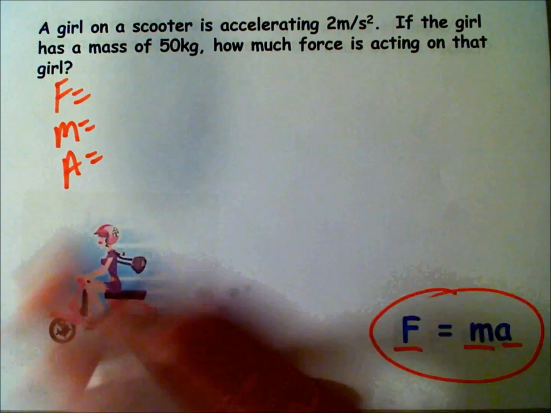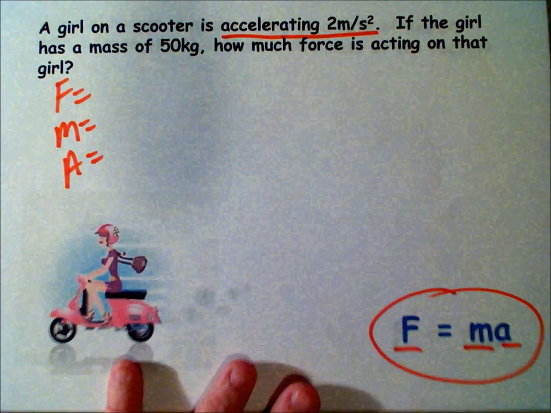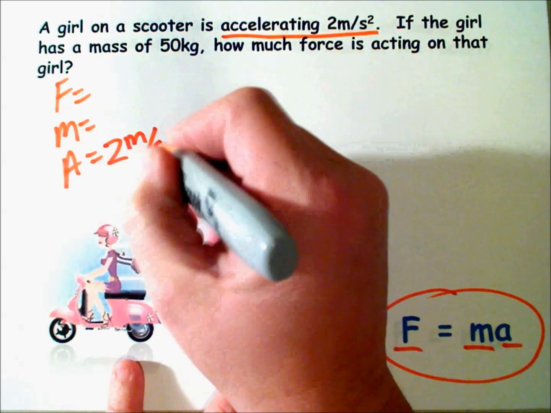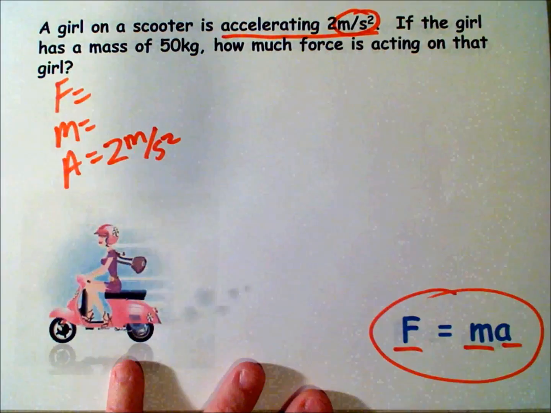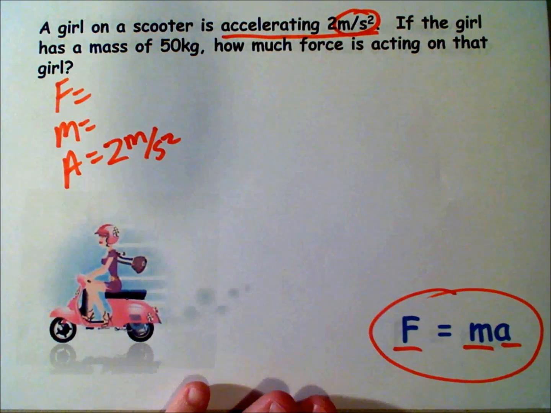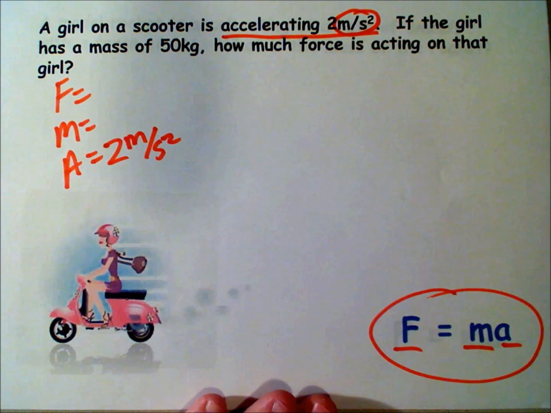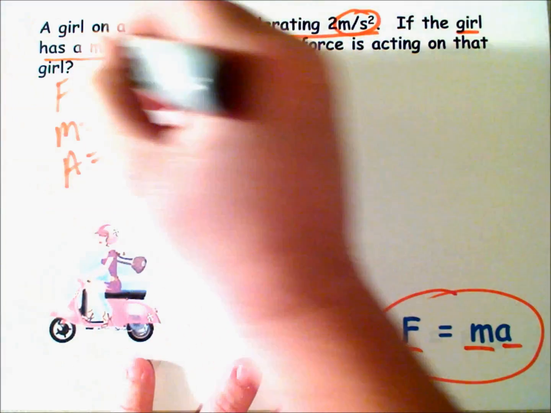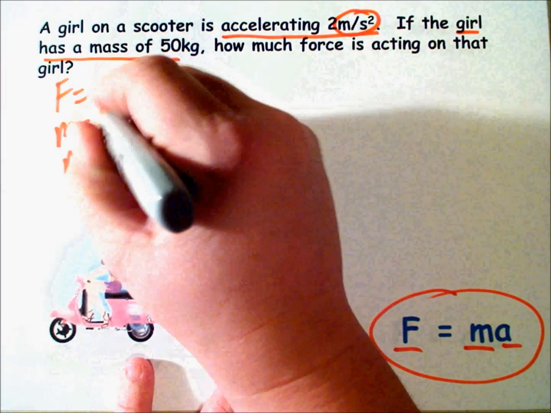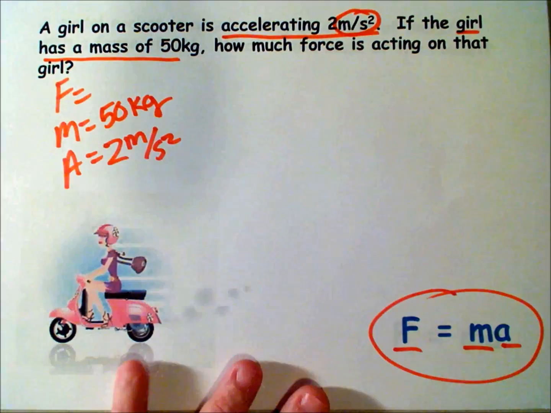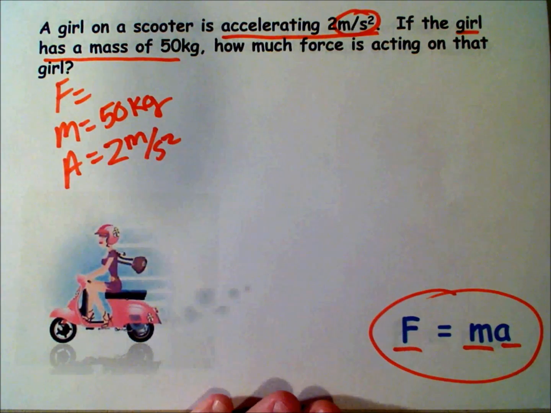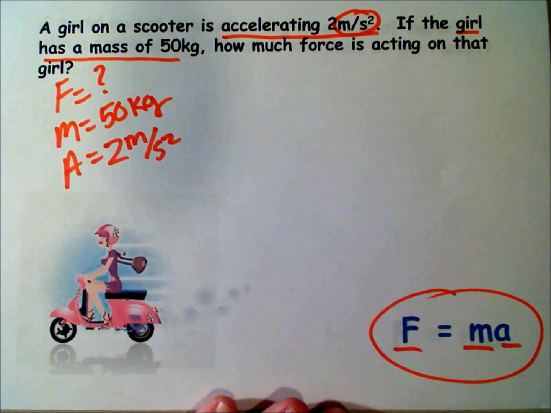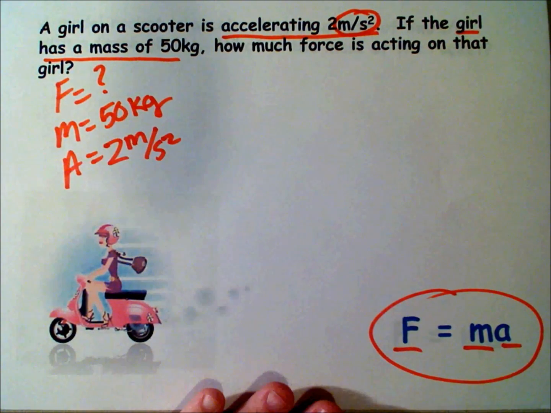First of all, it says that she's on a scooter and she's accelerating at 2 meters per second squared. So we know that we have acceleration, 2 meters per second squared. And by the way, meters per second squared is our unit of measure for acceleration. We also know that the girl has a mass of 50 kilograms. Typically in these problems, the mass will be in kilograms. And of course we don't know what the force is, so we're going to have to solve for force. Now it's time to plug and chug our numbers.